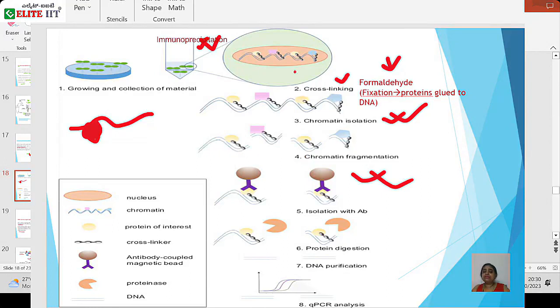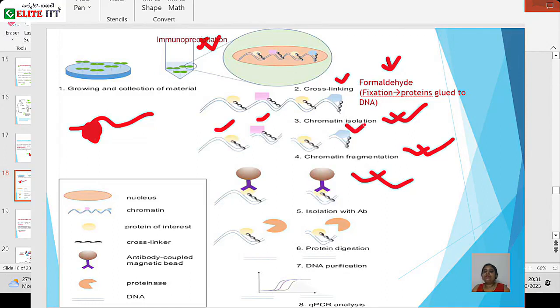First of all, from the cell, you have to separate the chromatin. That is called the chromatin isolation. Next step is the chromatin fragmentation. If you do the fragmentation, what will happen? Different fragments will have different proteins attached. So in this figure, see, yellow colored protein is attached with one fragment, pink color is attached with one fragment, and blue color is attached with another fragment.